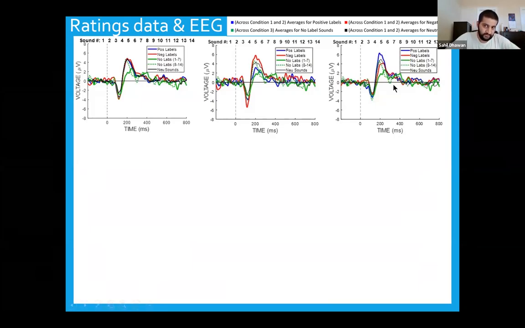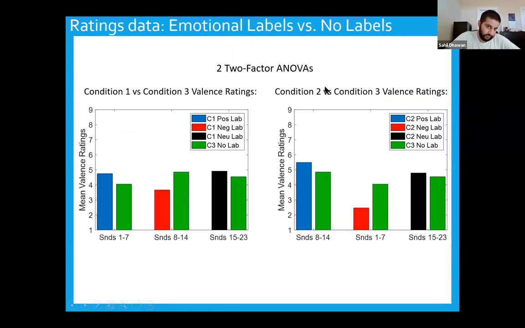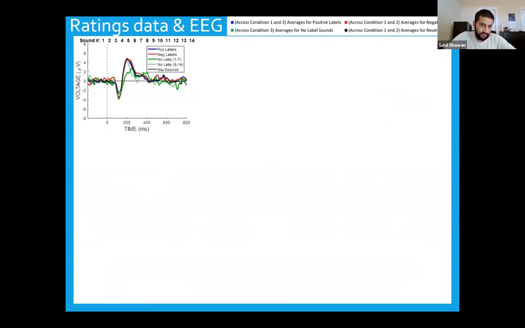So we found that our estimated marginal means were also higher for our group one, which is our negative or our positive labels. I mean, our negative labels. And this time, our positive labels were rated higher in our estimated marginal means for our two-factor ANOVA on our third graph right here. So that kind of goes back to what we were saying, that there might be some big effect between sounds 8 through 14 in comparison to the rest of the sounds.